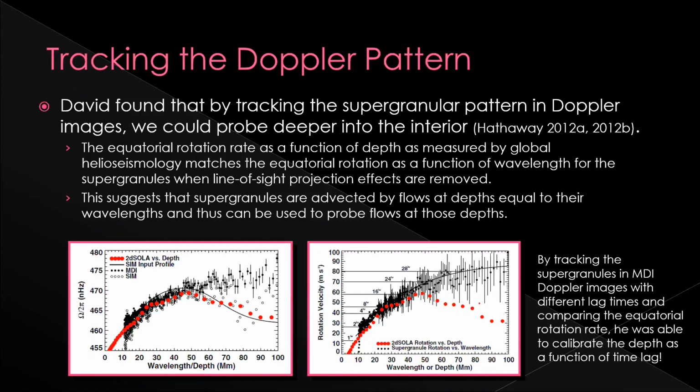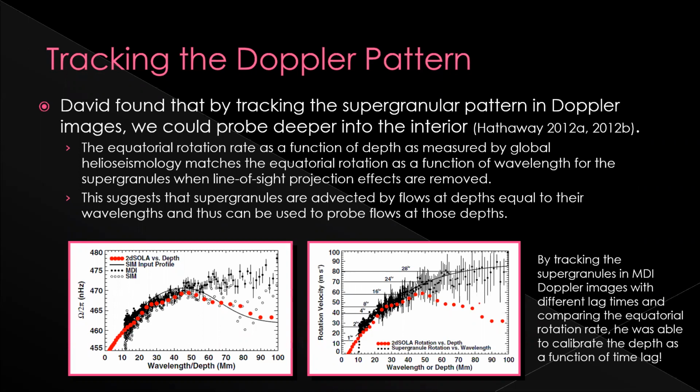So immediately following our work about a decade ago on doing the magnetic pattern tracking, Dave had the great idea to start looking at tracking the supergranule pattern. And he realized that this actually provided an excellent opportunity to use this pattern tracking technique to probe deeper into the interior. He began by plotting the equatorial rotation rate as a function of depth, as measured by global helioseismology here in the red, and comparing that with the equatorial rotation as a function of wavelength for the supergranules. And he found that there was great agreement.